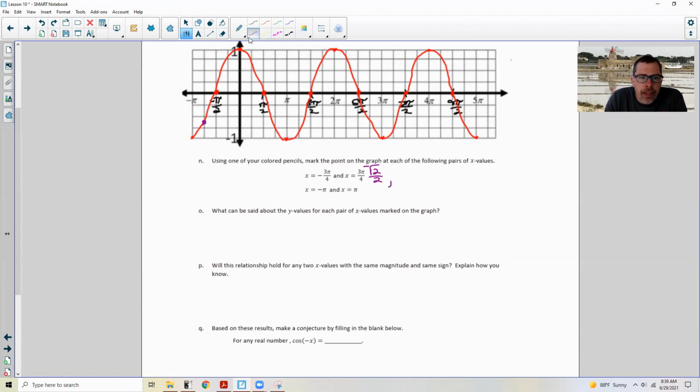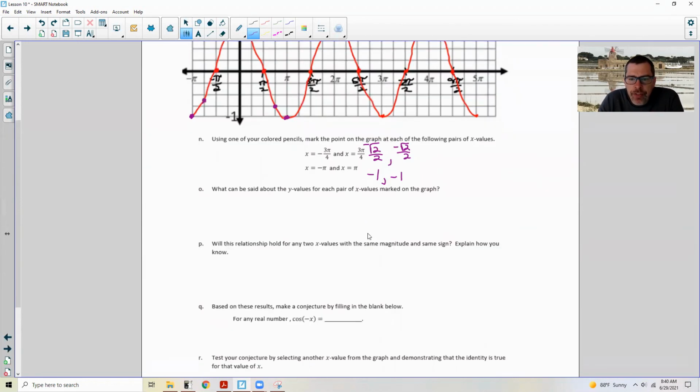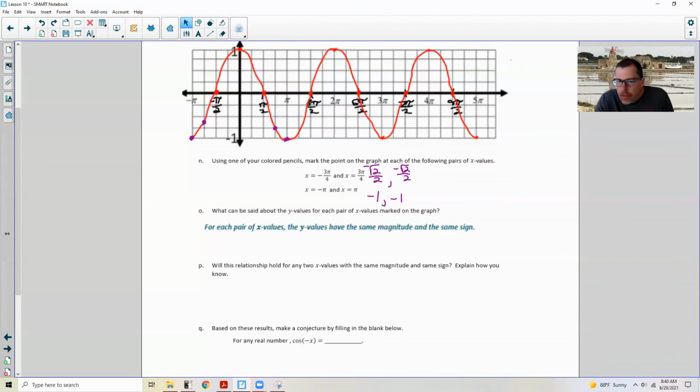Okay, and then we want to do x equals 3 pi over 4. Pi over 4, 2 pi over 4, 3 pi over 4 is right here. And that is also negative square root 2 over 2. X equals negative pi. That's down here, negative 1. X equals pi, right here, negative 1. What can be said about the y values for each pair of x values marked on the graph? Okay, so for each pair of x values, the y values have the same magnitude and the same sign.